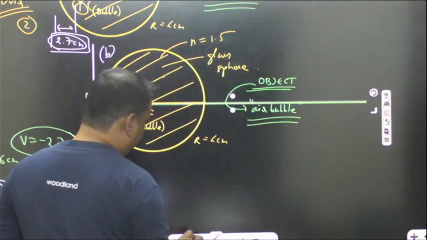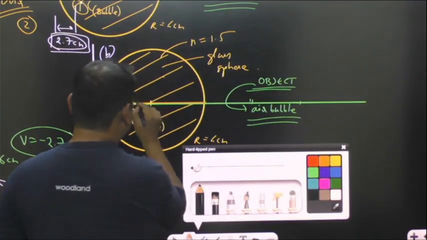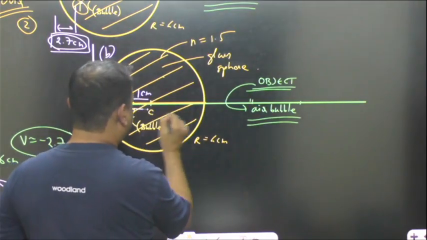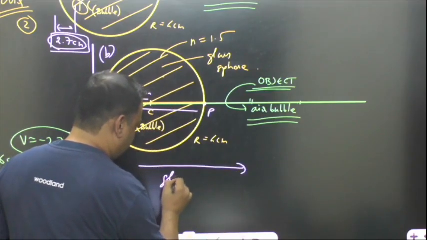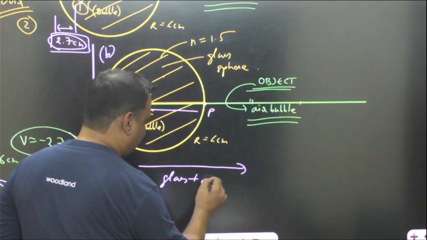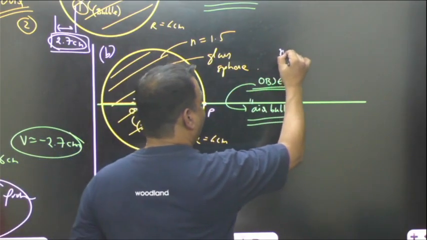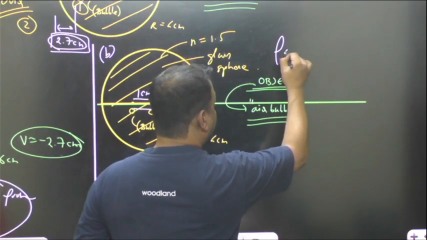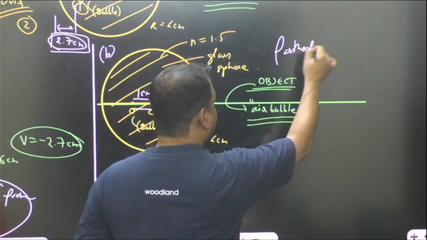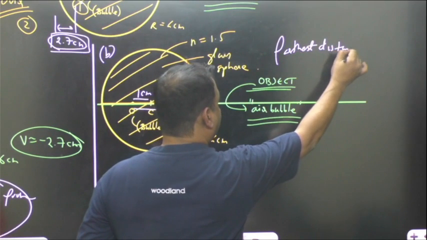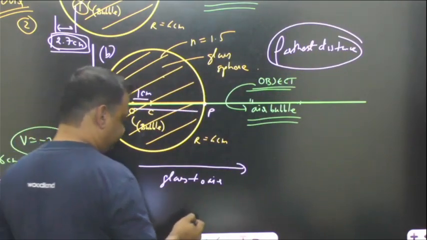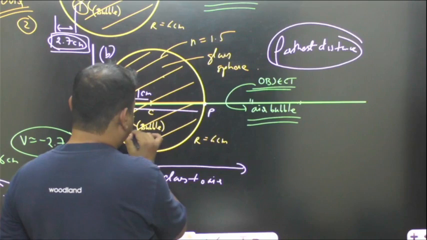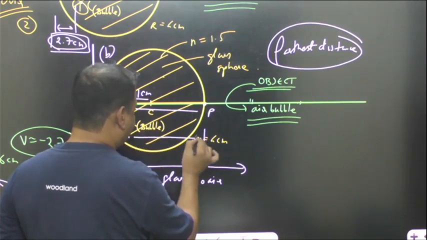Bubble is this. This is 1 centimeter. So what will be the pole, isn't it? Now light is going like this from glass to air, because this will be the side of farthest distance. So you will be observing from this side. Okay, so this is the object. What will be this distance? The distance of the object from the pole.